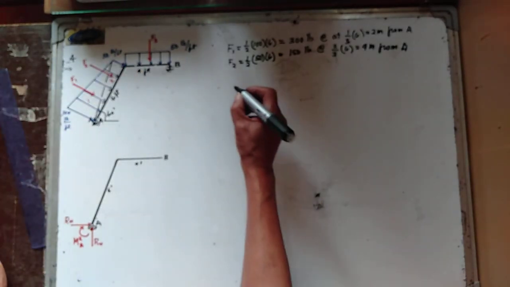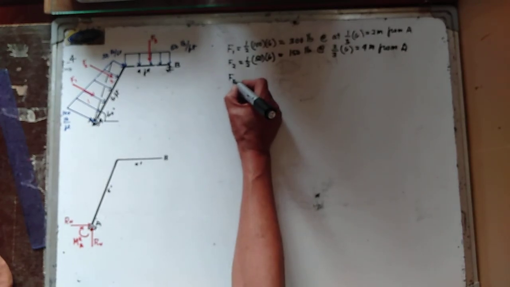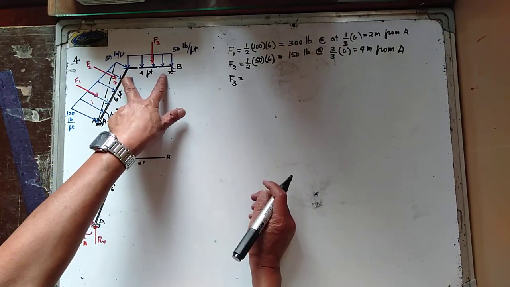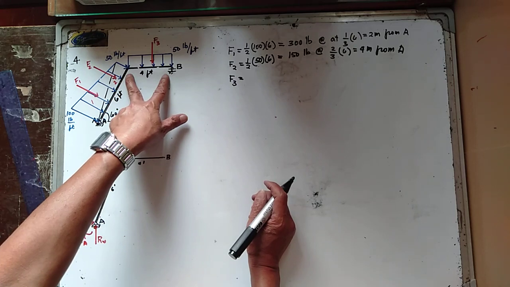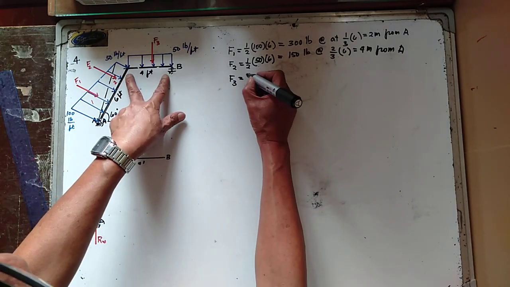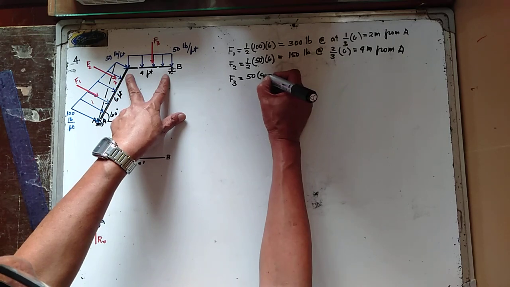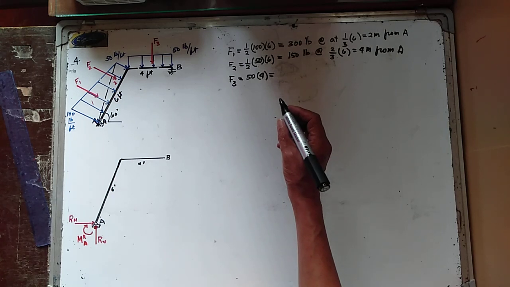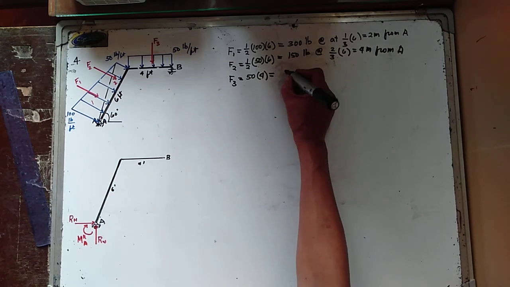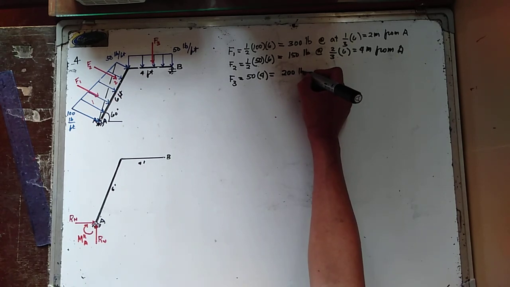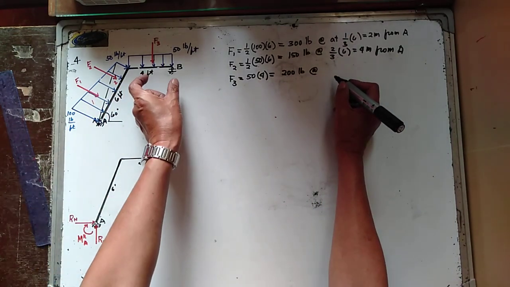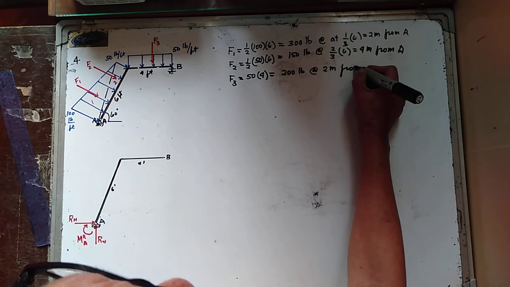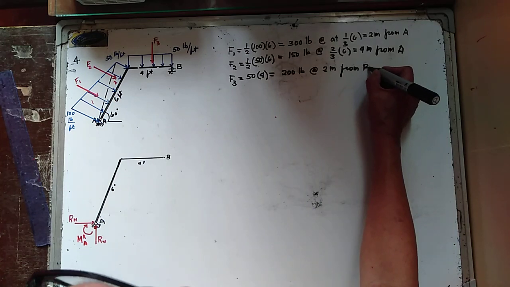And we now have your F3, which is a rectangular loading, and the area is the intensity multiplied by the length covered by this distributed loading. So we have 50 multiplied by 4, and this is equal to 200 pounds, at 2 meters from point B.